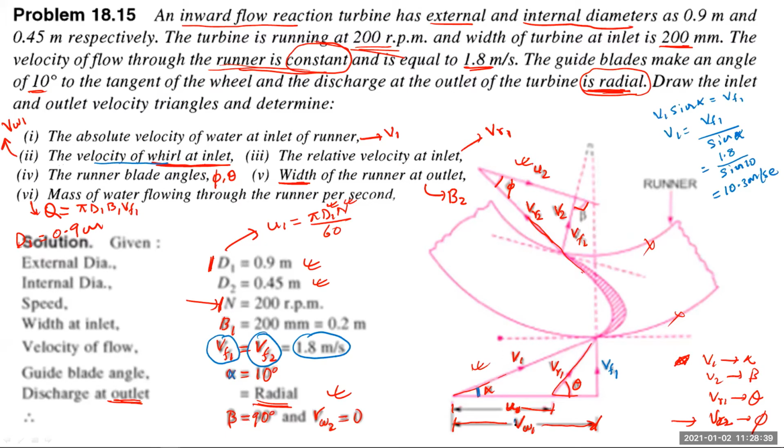Likewise, the second part asks for the velocity of whirl at inlet, which means it is asking Vw1. You know what is V1, and you know what is angle alpha. So V1 cos alpha will give you its horizontal component. So Vw1 is nothing but V1 cos alpha. V1 is 10.3, which you have just calculated, and cos of 10 degree. Tell me the answer. 10.2, sir. 10.2, very good. So this is Vw1, which we have also calculated.